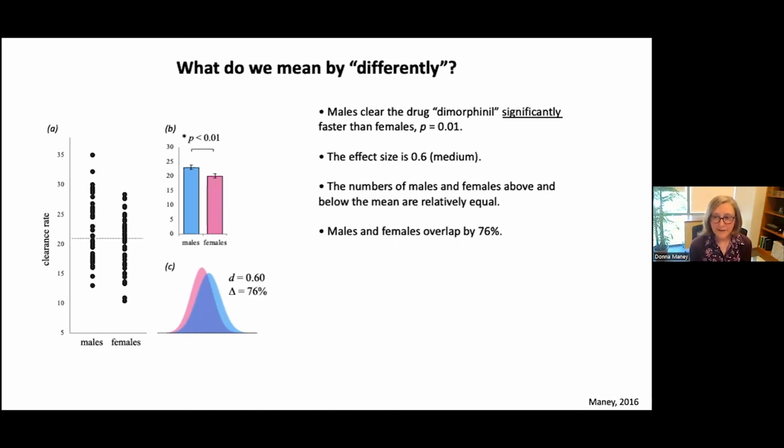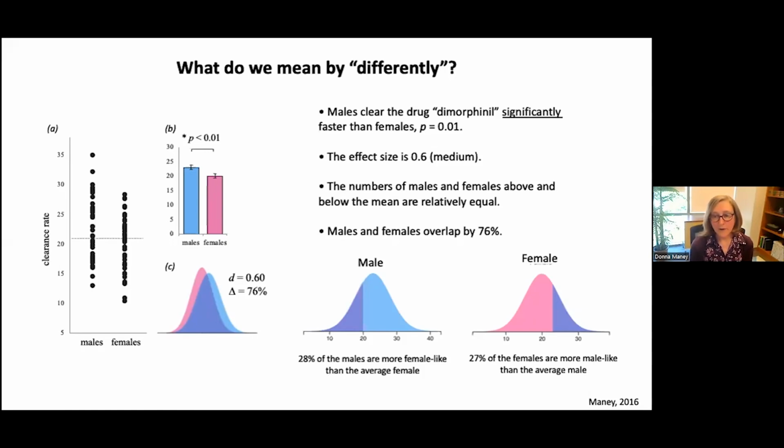Sex explains some of the variation. But what I want to point out is that you can't predict anybody's clearance rate just from knowing their sex. If you know somebody's sex, your guess about their clearance rate would be not much better than chance, and the other way around. If you know their clearance rate, you can't guess their sex, even though the p-value is low and the effect size is compelling.